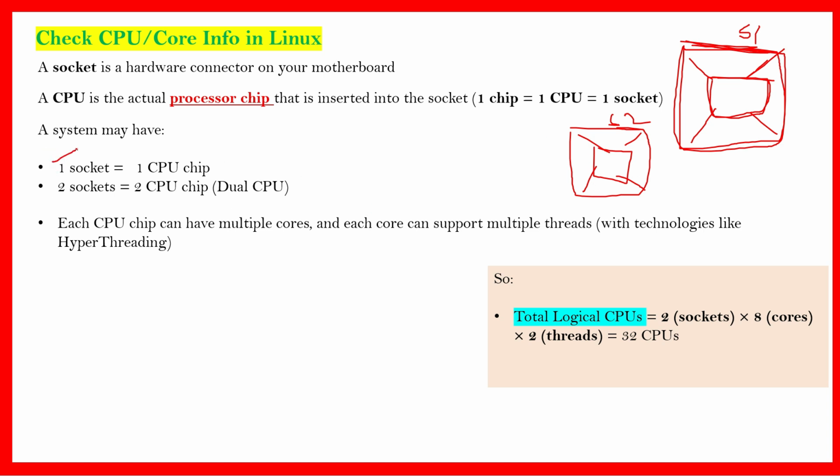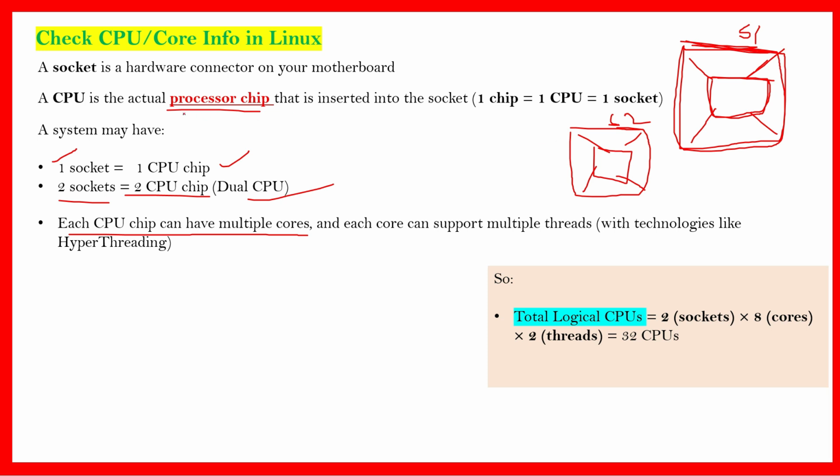So there could be one socket in your system. That means only one processor chip. This is called the one CPU chip. If you have two sockets, this will be called the two CPU chip or the dual CPU. Right. And now each CPU can have multiple cores. What exactly do we have in the CPU? We have the different cores, right? We know about dual core, hexa core systems, or when we talk about our mobile phones or our laptops, we talk about how many cores it has, right?